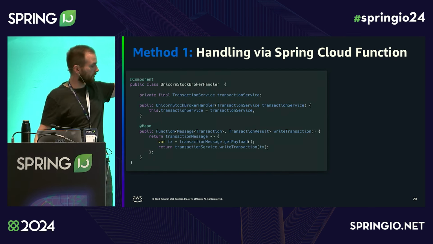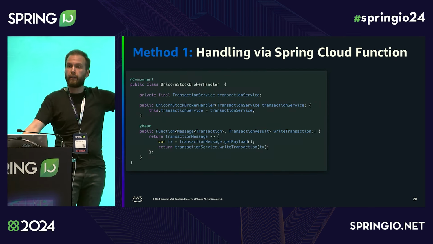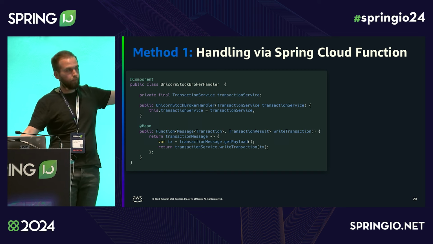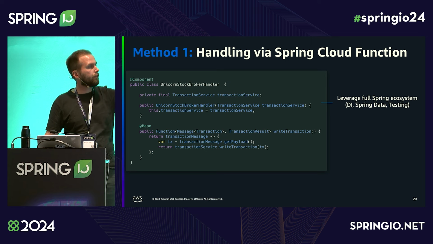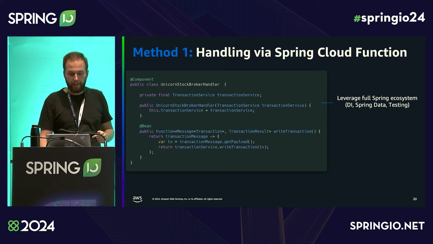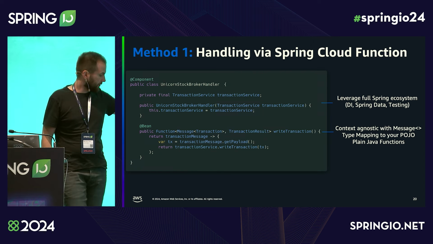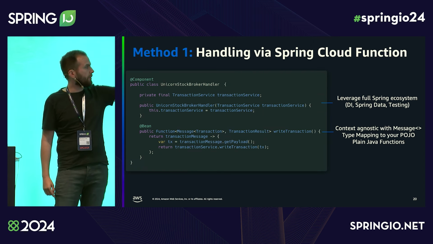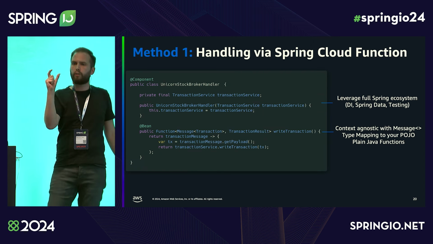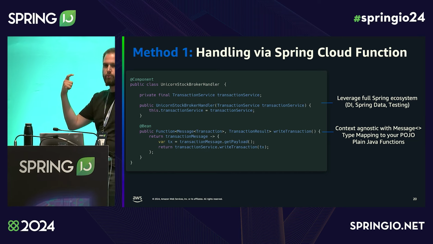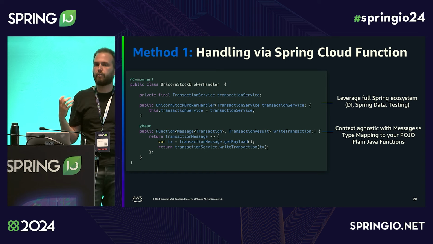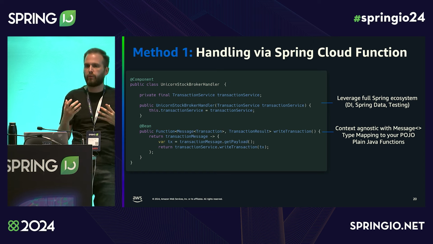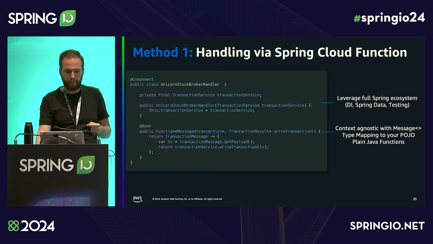So how does it look? This is a function written with Spring Cloud Function. As you can see, we can leverage familiar stuff. We can leverage the full Spring ecosystem. We can use dependency injection, Spring Data. We can leverage testing mechanisms. And as you see here, we have context agnostic wrappers like Message. I showed you that context object that has unique AWS request IDs. The Message wraps that and provides it as a header, so you don't even need to know what the AWS context object looks like.